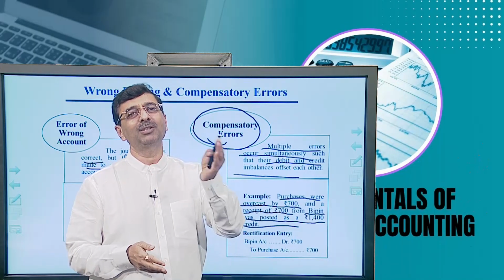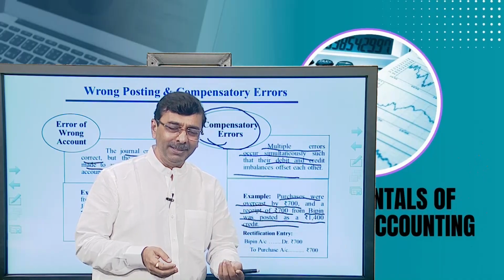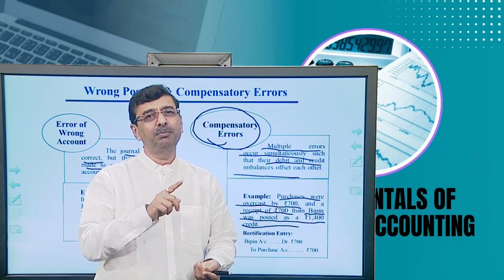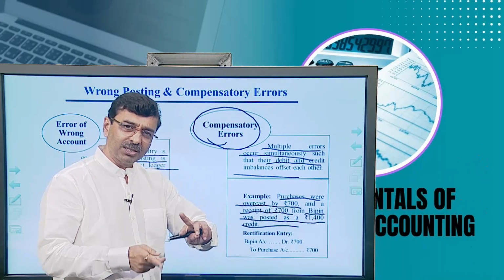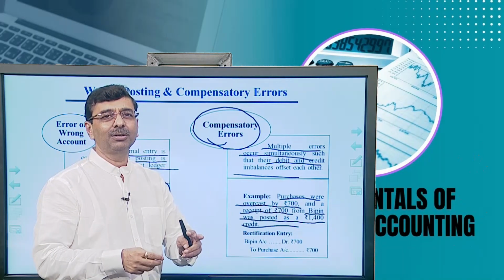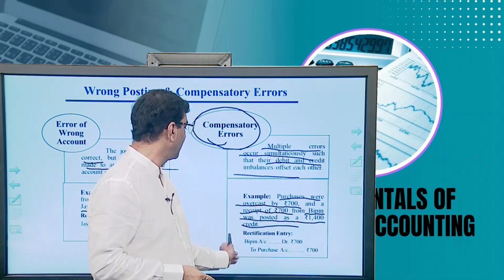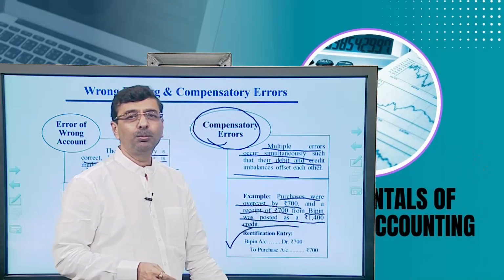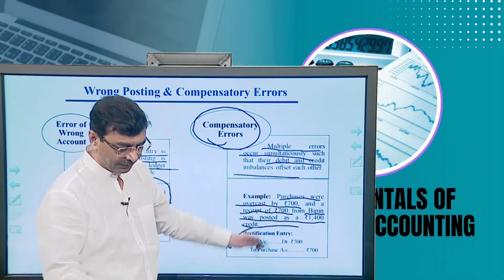So that has to be reversed. What do we have to do? Bipin's account has to be debited to correct the entry, and purchase account has to be credited to correct the entry. So we compensate these transactions against each other because the amounts are similar, and that's why Bipin's account is debited and purchase account credited 700. So this is called compensatory errors.